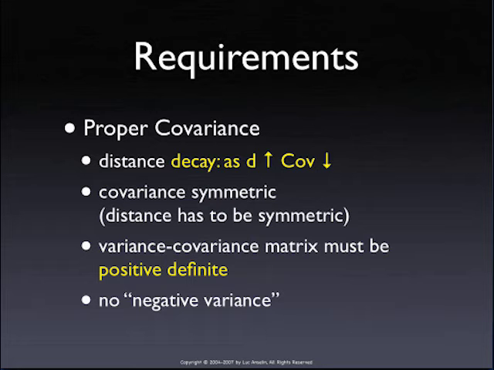We need it. And in fact, this is not unique to spatial analysis. It's the same in time series. You need some decay to get at these asymptotic properties. Secondly, this is kind of obvious, but the covariance has to be symmetric. Covariance matrices are symmetric. So you can't have asymmetric distances, for example.